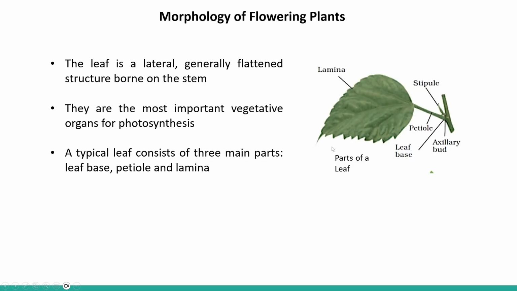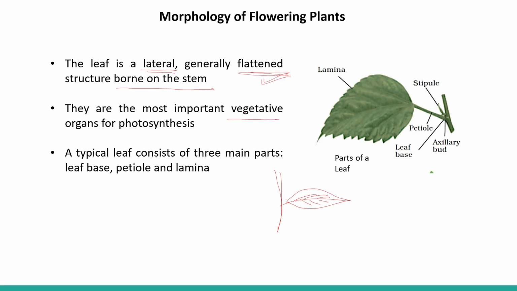So moving ahead, morphology of flowering plants. Here we will first discuss the leaves. The leaf is a lateral, generally flattened structure borne on the stem. Those leaves are attached to the stem part like this, and they are lateral. Origin is lateral to the stem. Generally they are flattened structures, with some exceptions.